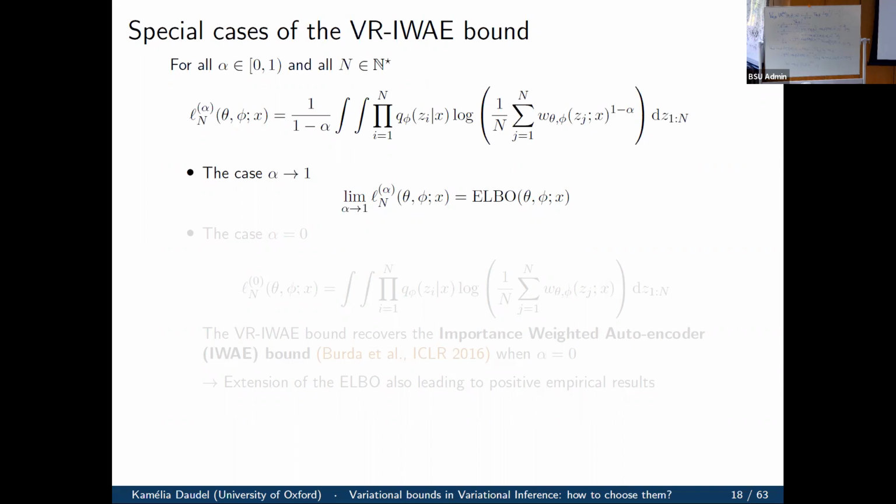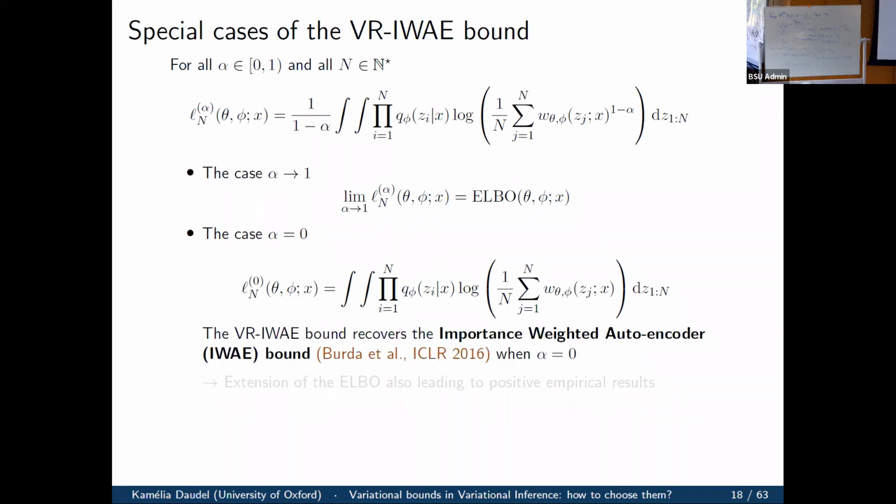Now, another case that I haven't mentioned just yet, but is super important, is the case alpha equals 0. I don't know if you're familiar, maybe, if I write things under this form, does it speak to you? Yeah? Fantastic. So this bound is actually well known in the literature, and it's called the importance weighted autoencoder bound, the IWAE bound, which is why we gave this name VR-IWAE bound. That's why in the title of the paper we say that variational inference methods with the alpha divergence are actually meeting importance weighted autoencoder. Because when you put alpha equals 0, you do recover this bound.